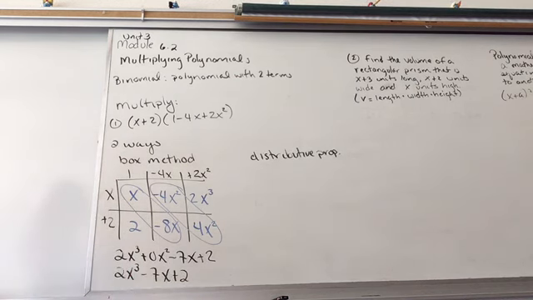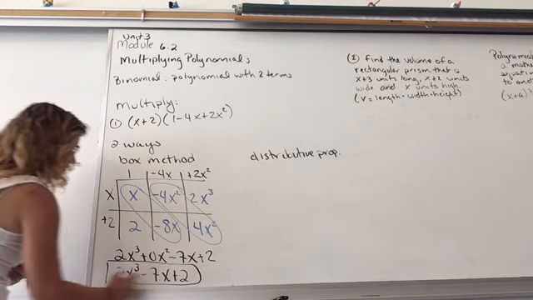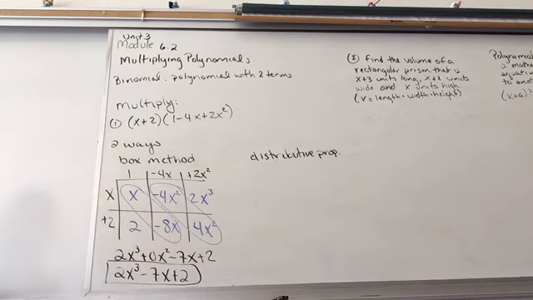Now, if you're the type of kid that checks your answers and stuff, nobody ever puts the 0x squared, but it's not necessarily wrong if you do. So this right here would be our final answer. I'm going to do the exact same problem, but I'm going to do it using the distributed method so that you can see another way.